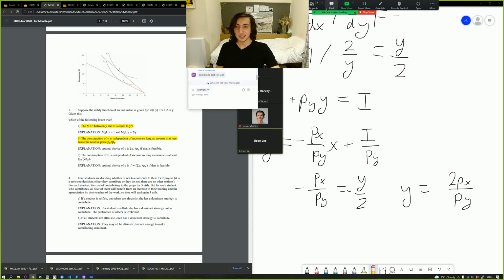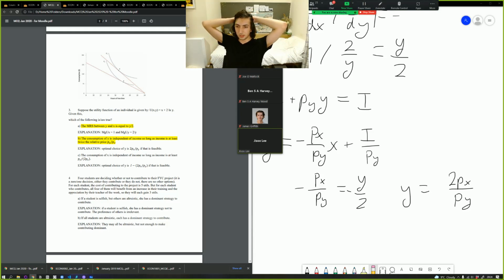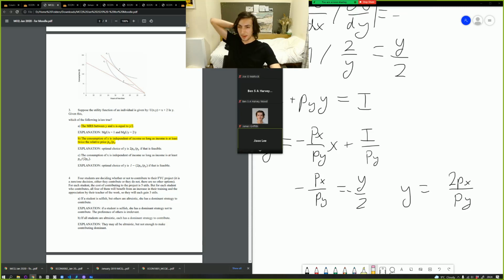Yeah, part C as well. Yes, so the consumption of x is independent of income so long as py over 2 is x. Oh, so many chat messages. It tells us it's independent because it's forming a similar thing. It looks similar to Cobb-Douglas, but it's not quite hitting it, is it?